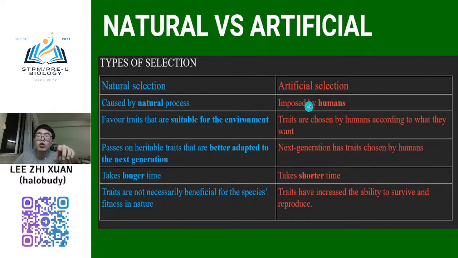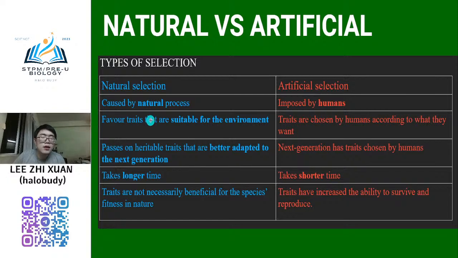So this one is normally very fast because it is human made. Humans use scientific knowledge, maybe change the organism or maybe make a hybridization. All of that, to make the organism have the phenotype that we want.